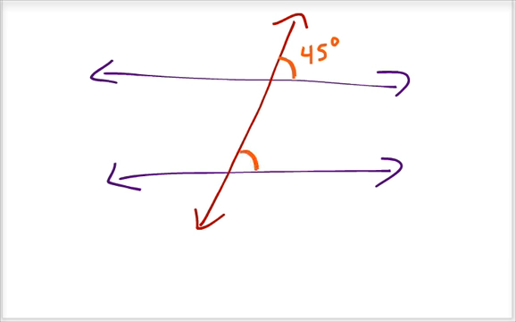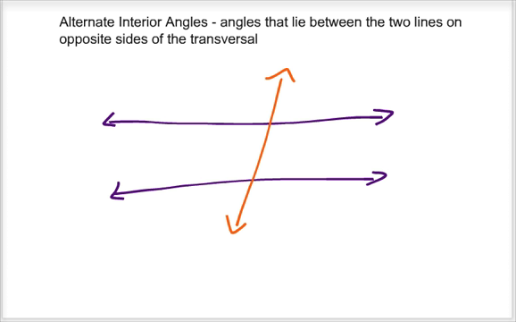You can kind of eyeball it, but then you go, boy, yep, those look like they could possibly be the same. And I could go, that's 45 degrees as well. So corresponding angles are congruent. Another type of angle are alternate interior angles.